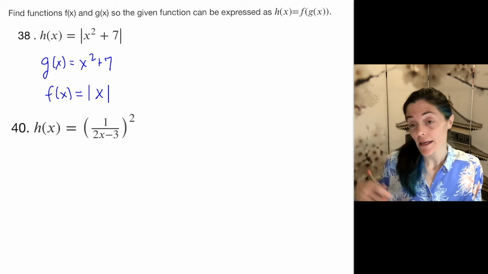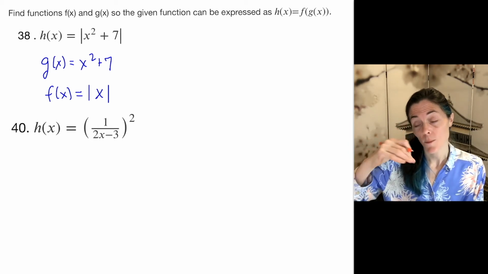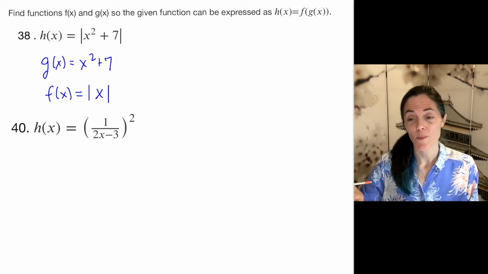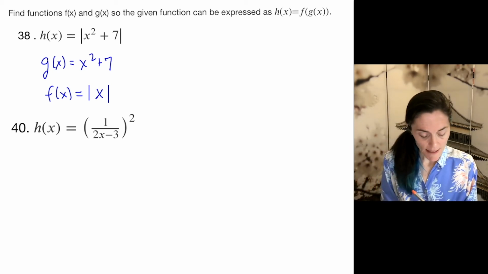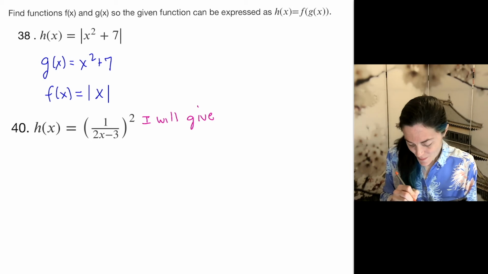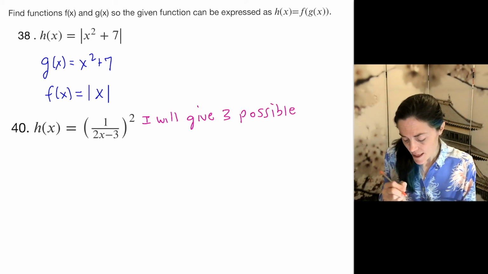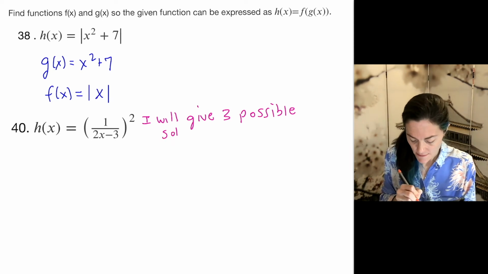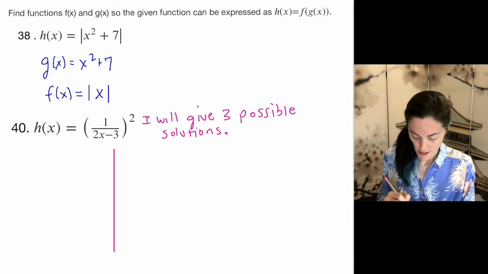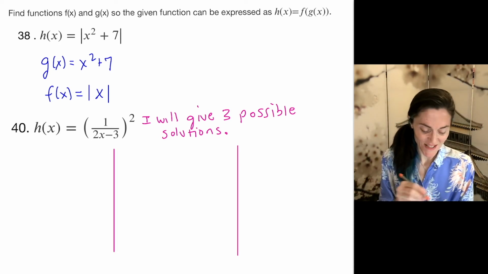Number 40. I mentioned in the lesson that you can have multiple answers. So we could find multiple functions or multiple pairs of functions f and g that satisfy f composed g equals h. And so I will give 3 possible solutions just because I'm trying to illustrate the point that it is not unique how you find an inside and outside function. So let me put 2 lines. We will do this 3 times.